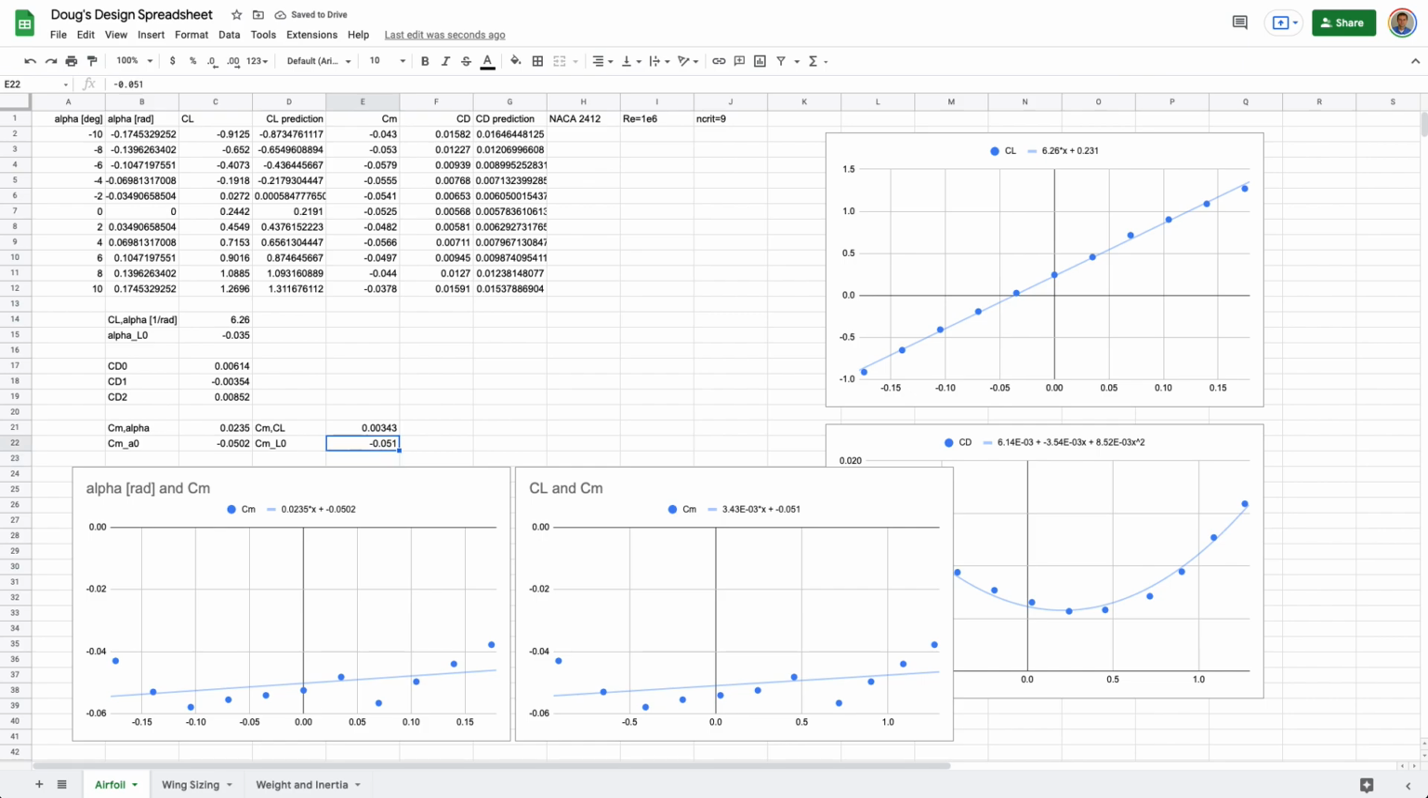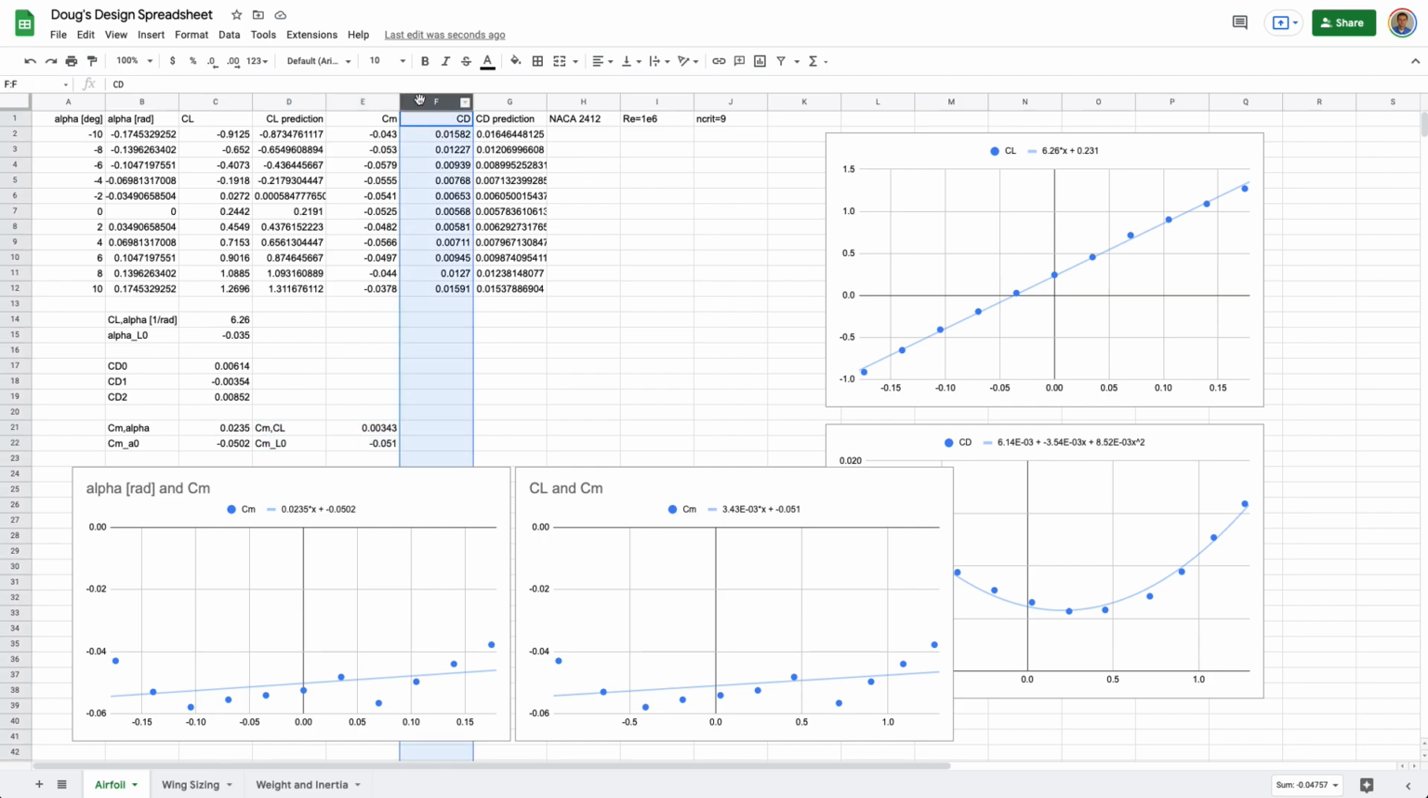Okay, so these are two different ways. These are going to give us the same solution. Basically, we can use this equation here, or we can use the equation based off of this information to give us the predicted pitching moment as a function of angle of attack or lift coefficient.